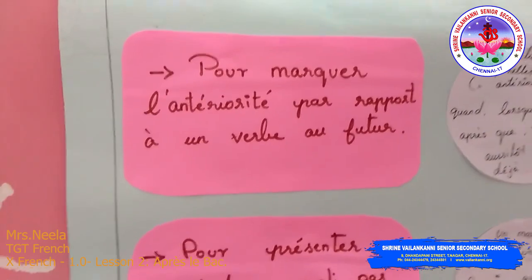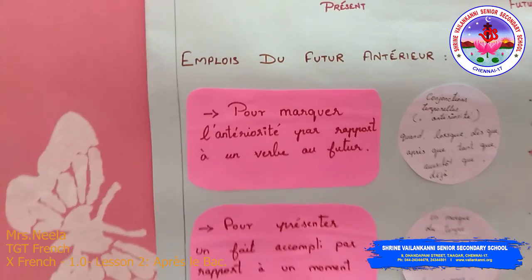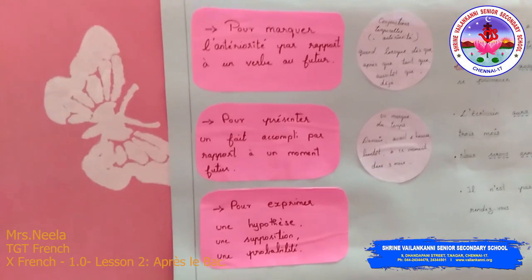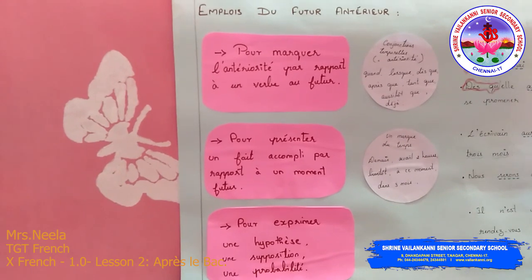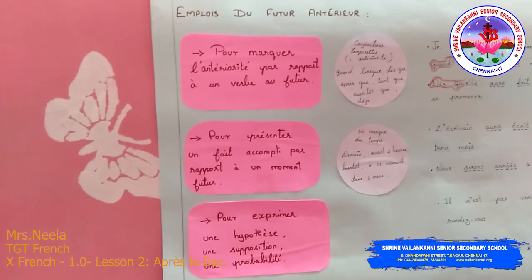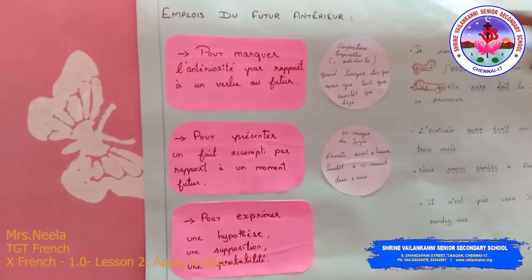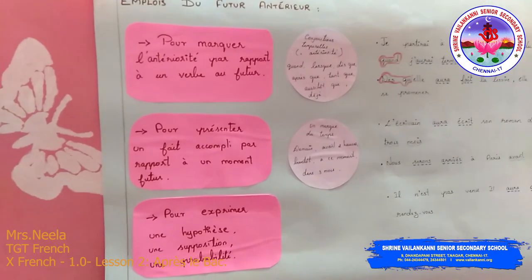Now we will go into detail in which cases we use the futur antérieur. The first thing is pour marquer l'antériorité par rapport à un verbe au futur. Nothing but to talk about a future action that will have happened by a certain time in the future. From the timeline itself you can understand that one action will have happened before the other action.